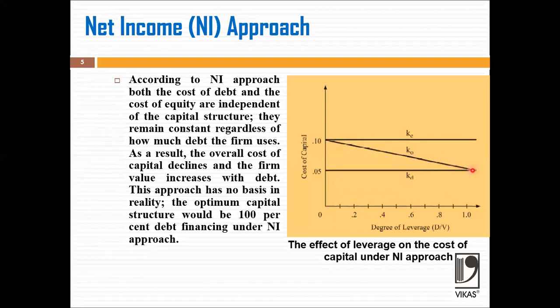Decreases, right? So that's what it says. So the theory says, when a company includes more debt into the capital structure, companies can reduce the overall cost of capital. Right? So what is the best? According to this theory, is having debt good or bad? Is having more debt good or bad? According to this theory.